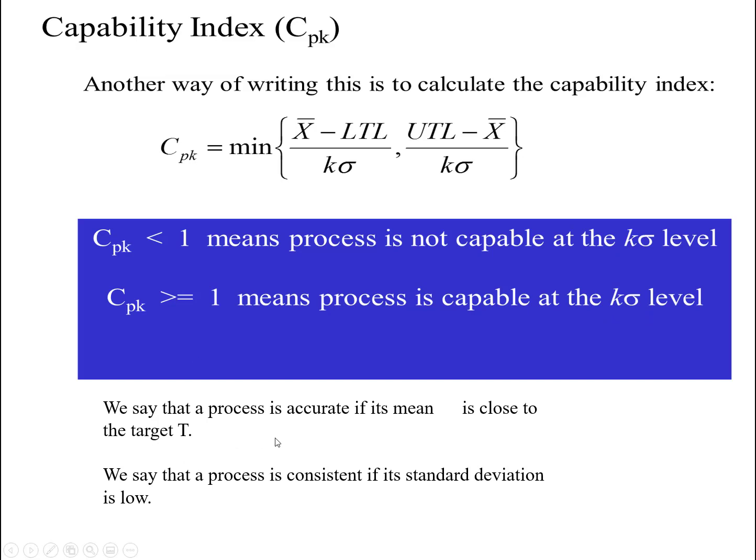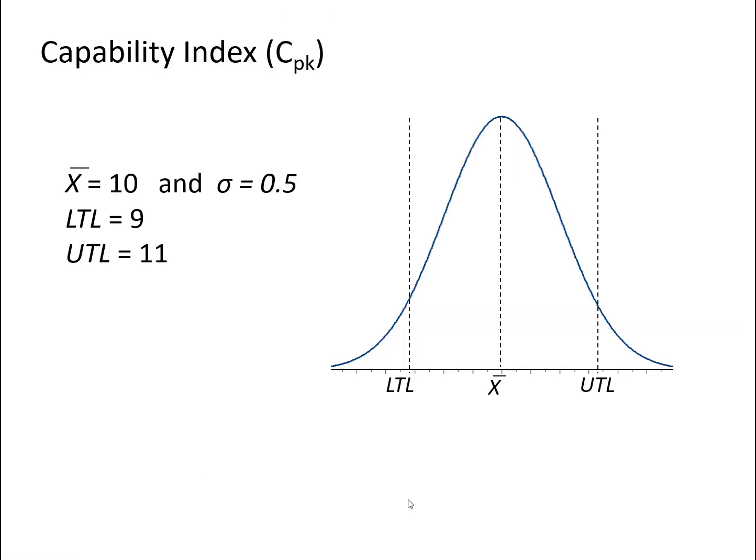We said that the process is accurate if its mean is close to the target T. We said that the process is consistent if the standard deviation is low. As I already mentioned, standard deviation is basically a risk factor; it gives you an indication of risk. When the standard deviation value is very high, there is too much risk involved, and it means that the process will not be capable. That is why, when the standard deviation of a specific process is low, there is a chance that the whole process of that organization will be capable.